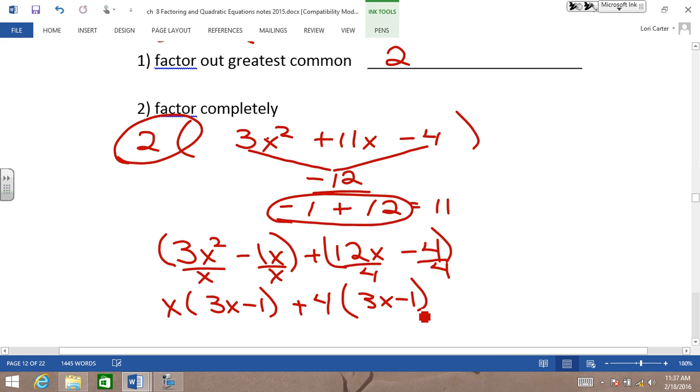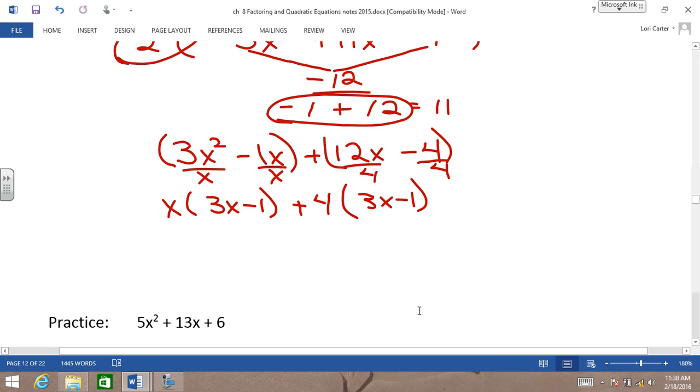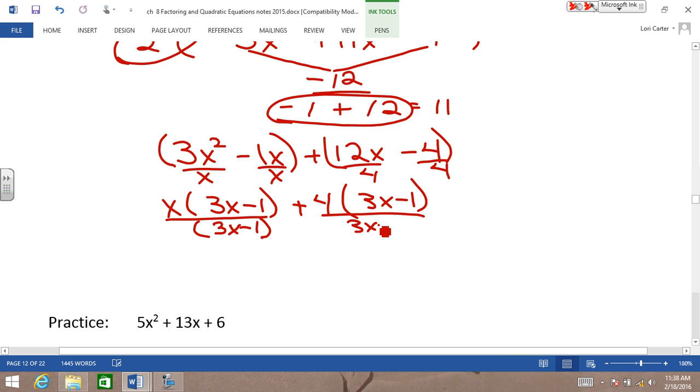Okay, if I've done my work right here, what's true? The parentheses better match. Do they? Yes. So I'm taking 3x minus 1 out. Is everybody good so far? Yeah. Okay, what do I have left? 4x plus 4. Okay, so I factored it.